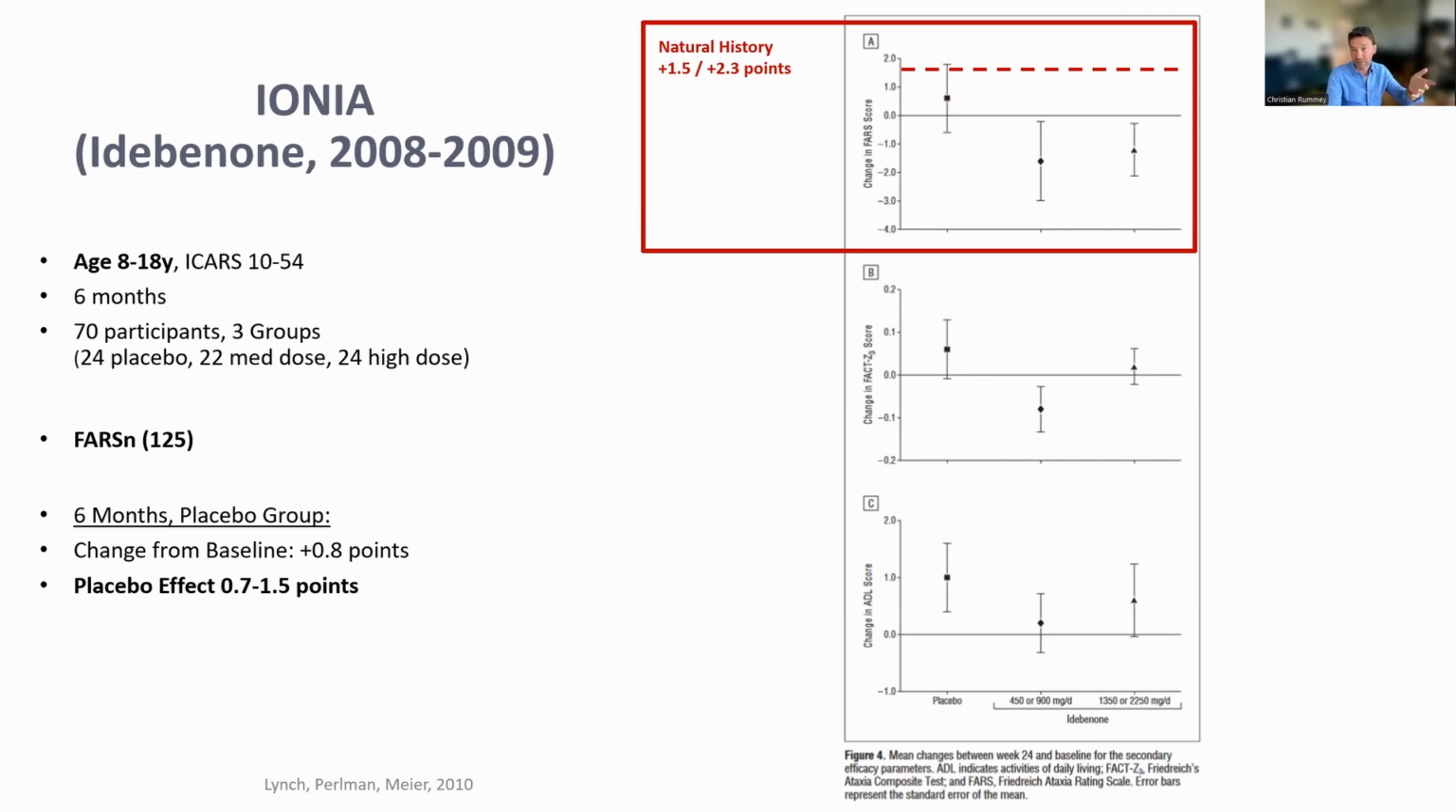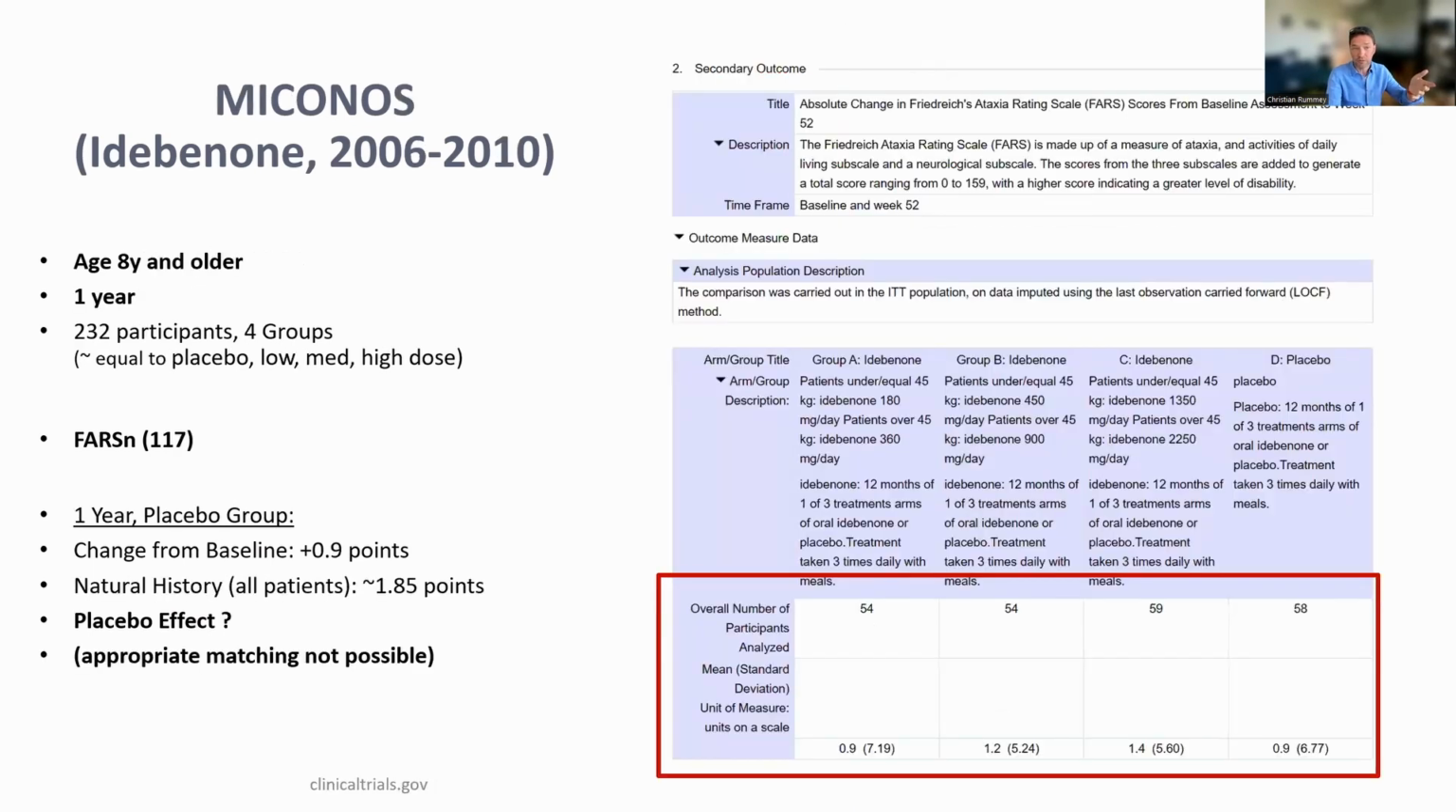The third study with idebenone was Mykonos, and that was a huge study, like 240 people, 70 per group. And the completers were a little bit less here, around 50 or 55 per group. And this study recruited 8 years and older, everyone 8 years and older, no functional restriction. And that makes the study very easy to recruit, but also very, very difficult to compare with anything.